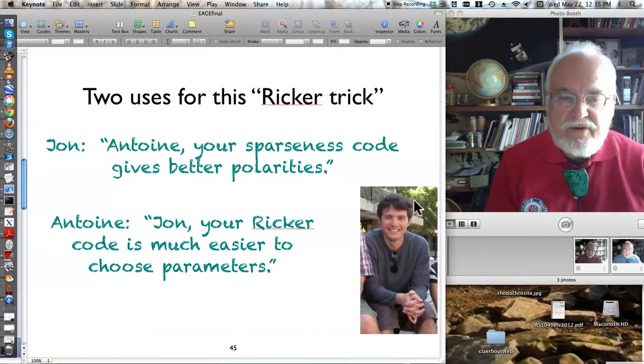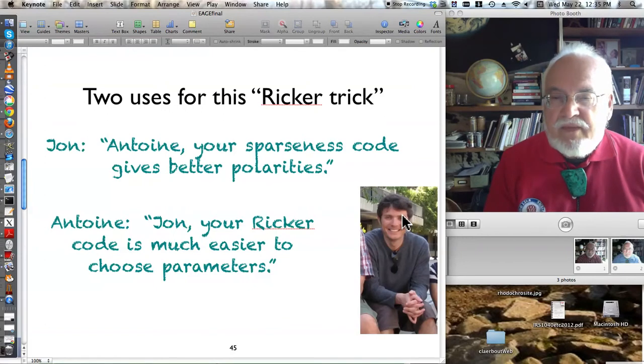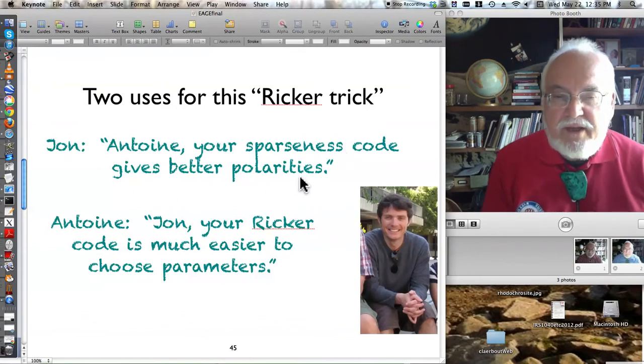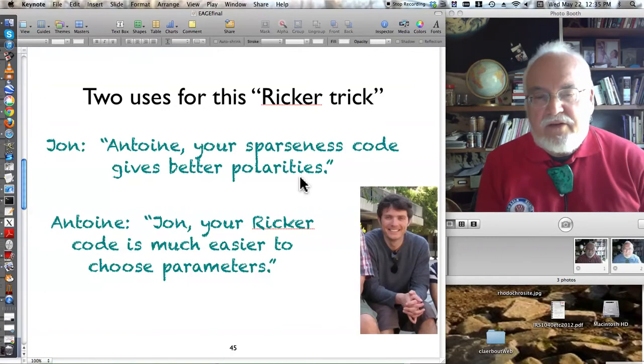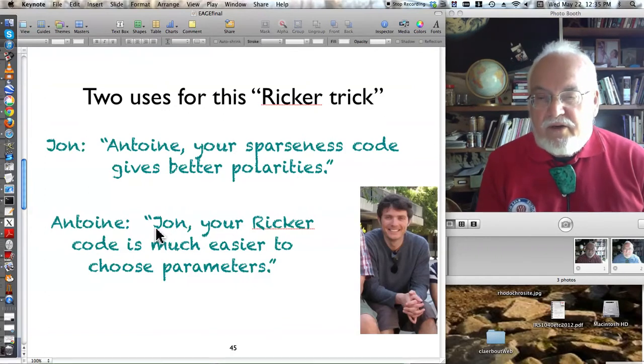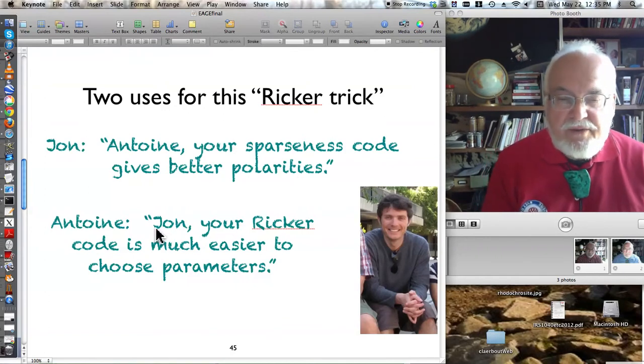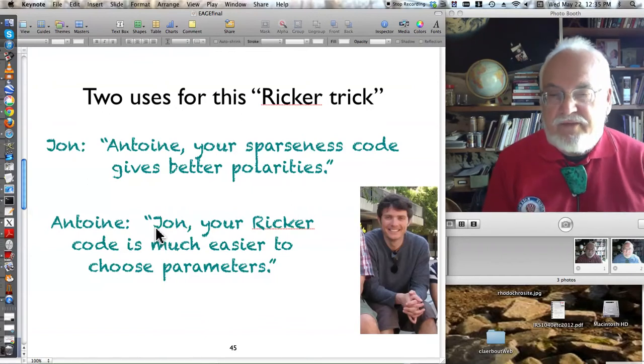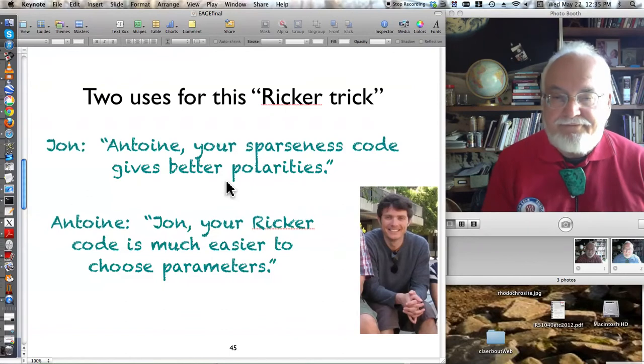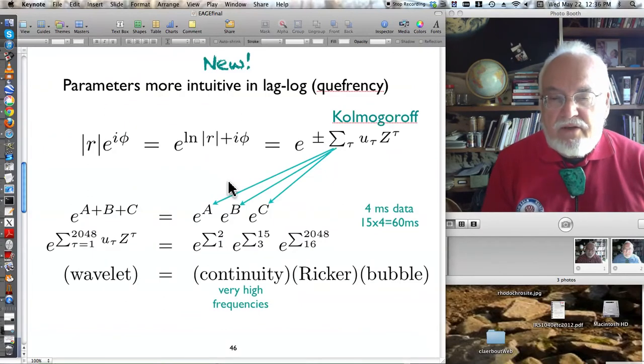There are two uses for this Ricker trick. Here's my co-author, Antoine Guiton, and I have this conversation with Antoine. I say, Antoine, you're doing the optimization problem. Your sparseness code gets better polarities than my simple analytic method. Antoine says to me, John, your Ricker code makes it much easier to choose the parameters. I have to choose weighting functions, regularizations, all that other stuff. Okay, that's true.